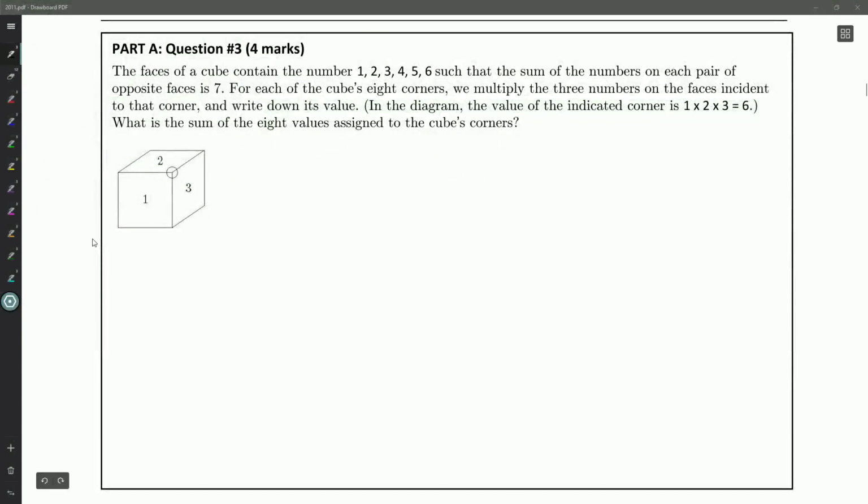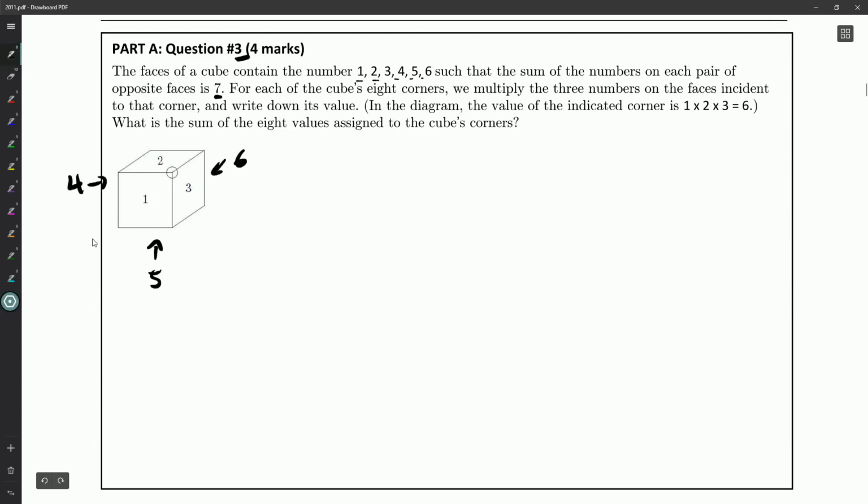We're going to be looking at question number 3 on our 2011 open paper in this video. The faces of a cube contain the numbers 1, 2, 3, 4, 5, 6, such that the sum of the numbers on each pair of opposite faces is 7. So it's like a die, but instead of having the pips, they've just written the numbers. Okay, that's fine. But that's how it works. So opposite this 3, there's going to be a 4. Opposite this 2, on the bottom, there's going to be a 5. And behind the cube, on the other side of the 1, will be a 6.